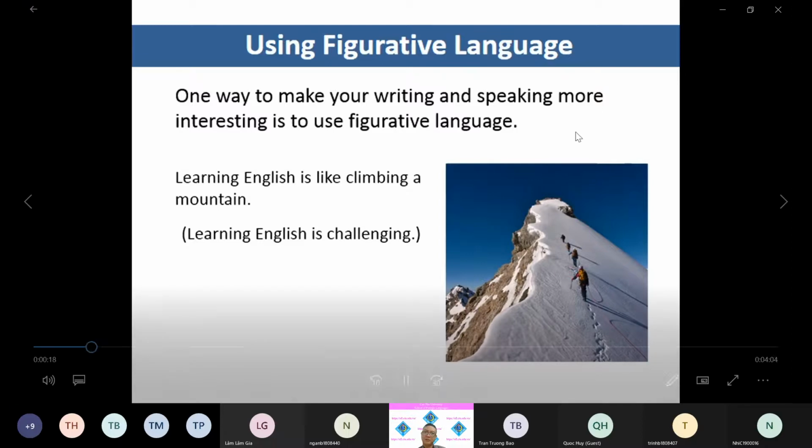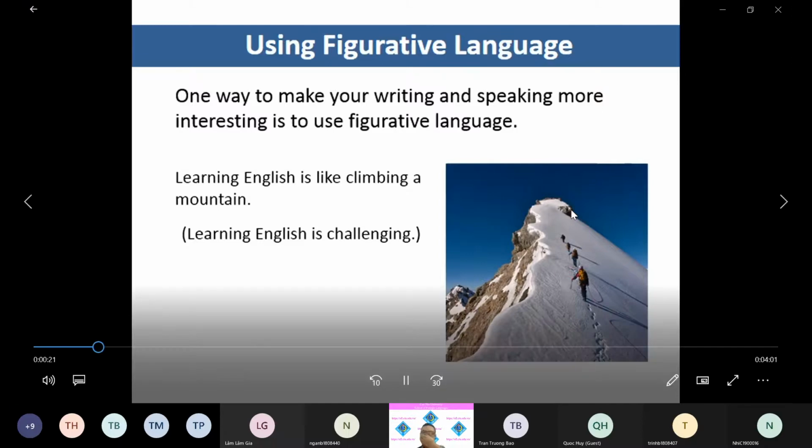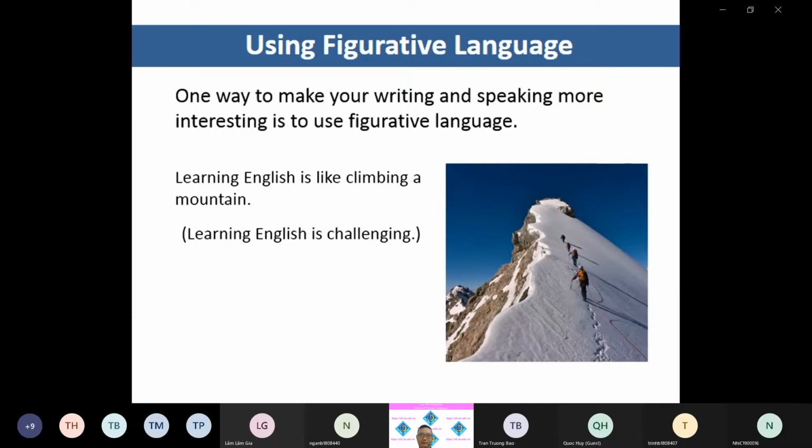Here, the speaker is comparing learning English to climbing a mountain to suggest that it is a difficult or challenging task. The two activities are very different, but the speaker uses a creative similarity between them to help express a more intense and interesting meaning.